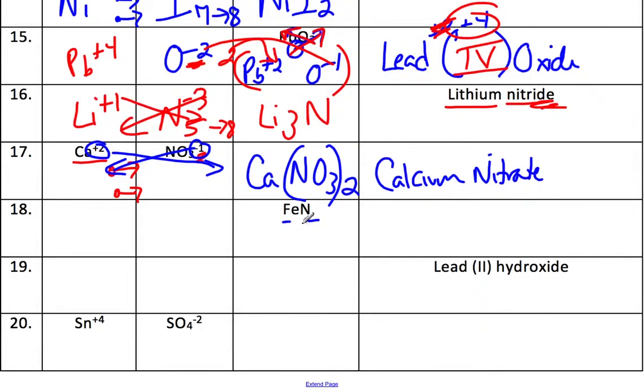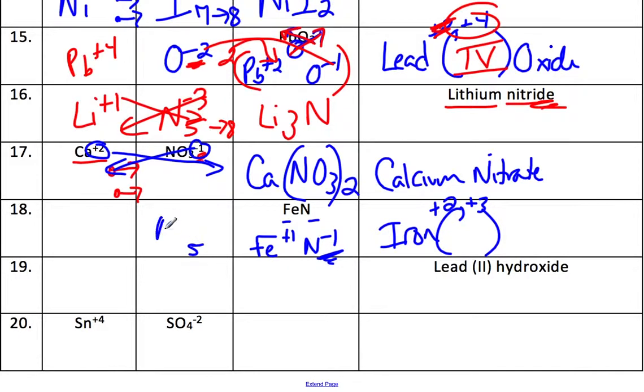Fe N. This is a 1-to-1 ratio, but if I uncrisscross it, this is not right. Fe doesn't make a +1. Iron is one of those guys that can make more than one charge. It can make a 2 or a 3. So this isn't right. On top of it, when I look at my anion, which is most important in determining if it's right or not, nitrogen doesn't make a -1.